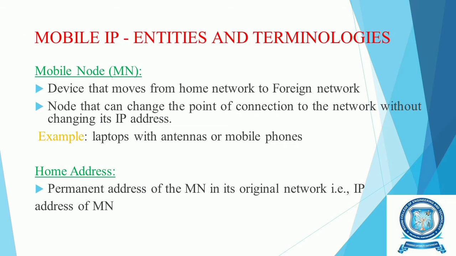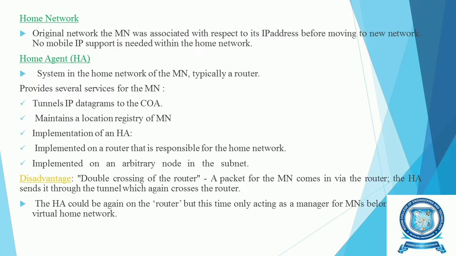Now let us see the entities and terminologies used in Mobile IP. The first entity is the mobile node. The mobile node is the device that moves from a home network to a foreign network. It changes its point of connection to a network without changing its IP address. Examples are our mobile phones and laptops with antennas. The home address is the permanent address of the mobile node in its original network, that is the IP address of the mobile. Let us see the home network.